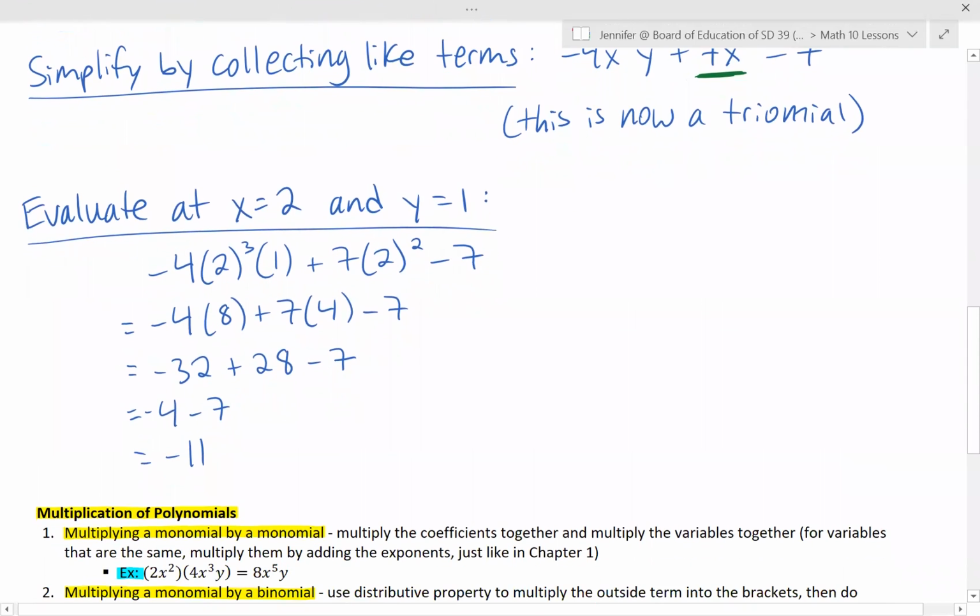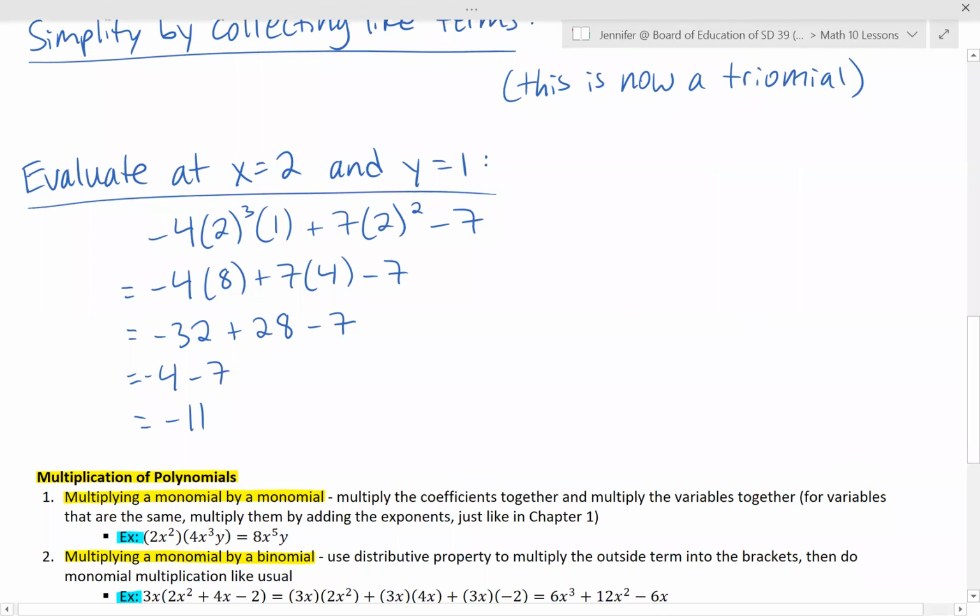The last part of today is reviewing multiplication of polynomials. Again, you would have done this in grade 9. Multiplying a monomial by a monomial, you're just going to multiply the coefficients together and multiply the variables together. This uses what we just talked about in chapter 1 as well.